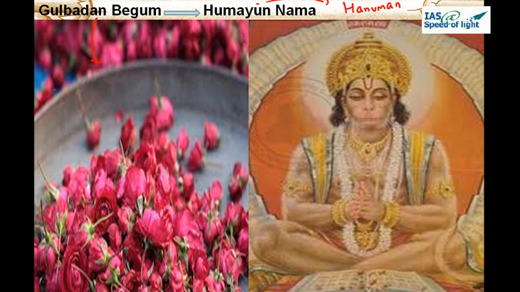Gul Badan Begum. Gul is Gulab, okay? Gulab, what you did with the Gulab, you went to the Hanuman temple, Lord Hanuman temple. So Hanuman is Humayu. Humayu is Hanuman. So Gul Badan Begum or Gulab, we are relating it with Humayu Nama.